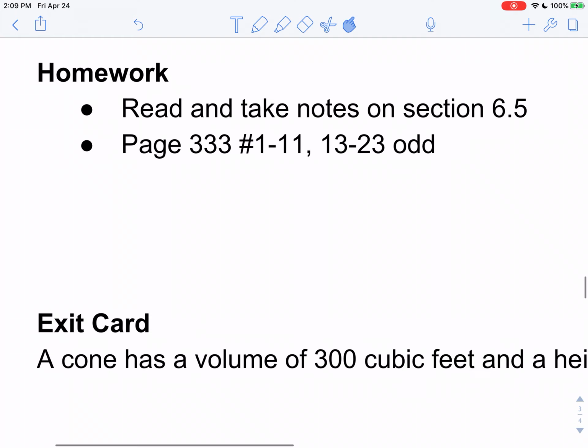Okay, it's now time for you to check this out. We're taking a look at section 6.5. We'll be on page 333. You're going to take a look at 1 through 11 all and 13 through 23 odd. You can either do this on Notability or on Class Kick and follow it up with the formative.